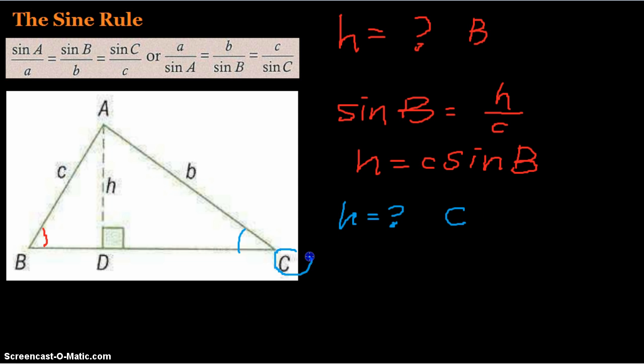Please be careful here. Capital letters represent the angles, so capital A means angle A, capital B means angle B, and capital C means angle C. When you have lowercase b, that means the length of this side, the length opposite from the angle B. That side we label as lowercase b.